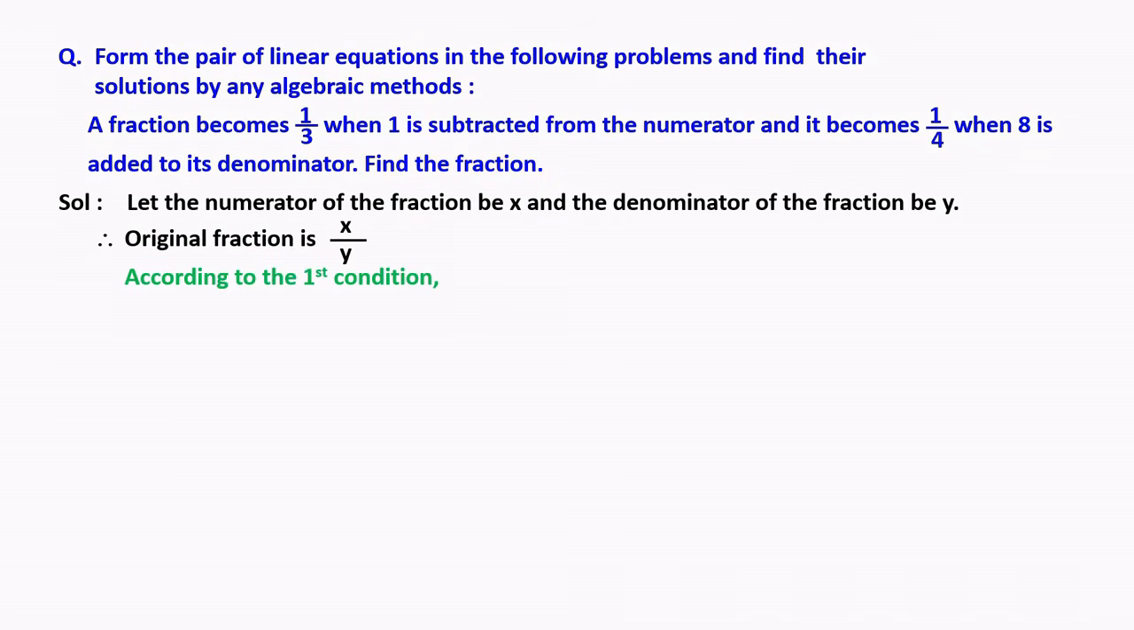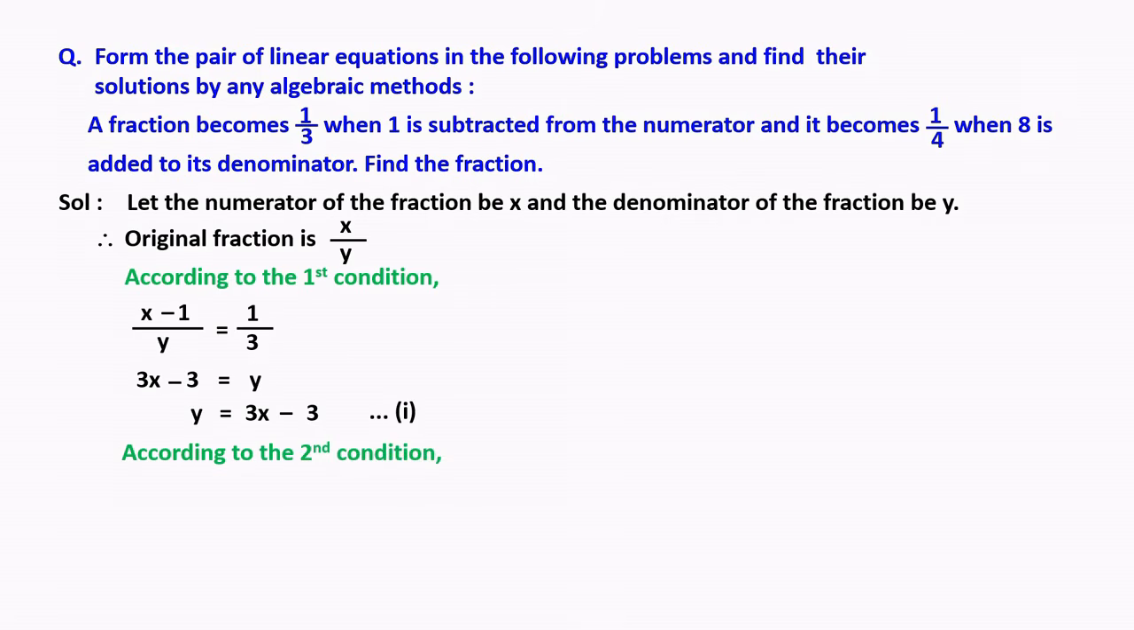Now, according to the first condition, when 1 is subtracted from the numerator, the fraction becomes 1 by 3. So, we write x minus 1 upon y equals 1 by 3. Cross multiplying, 3x minus 3 equals y. So, y equals 3x minus 3. This is our first equation.